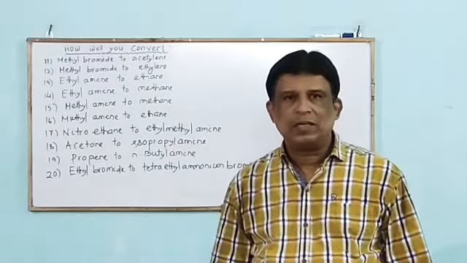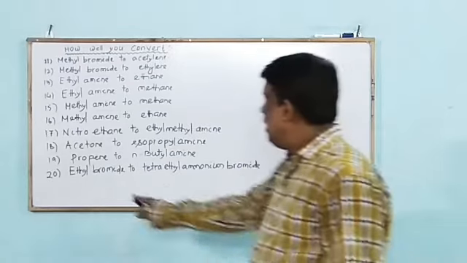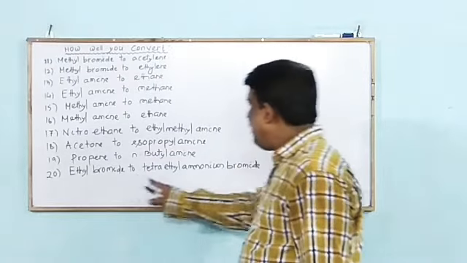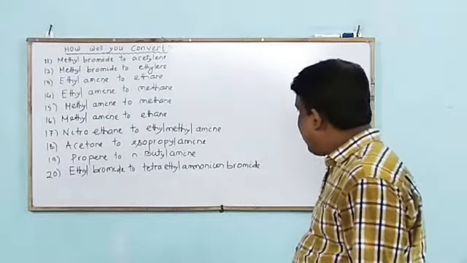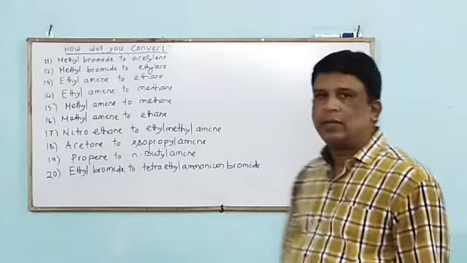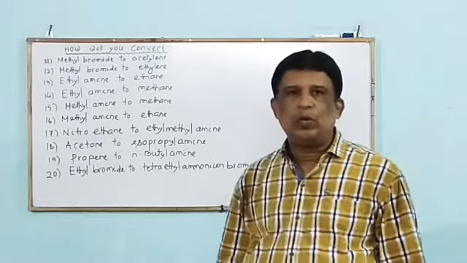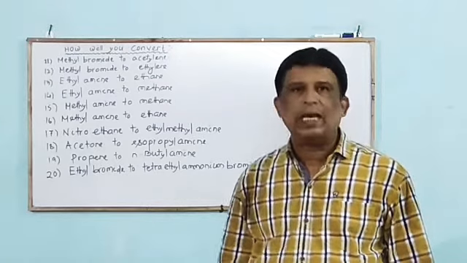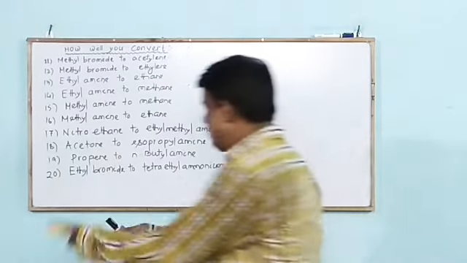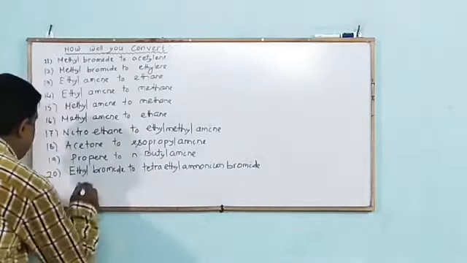Mark the next question. What is the next question? Next is ethyl bromide to tetraethyl ammonium bromide. Tetraethyl ammonium bromide means a quaternary ammonium salt. Mark that. First is ethyl bromide.